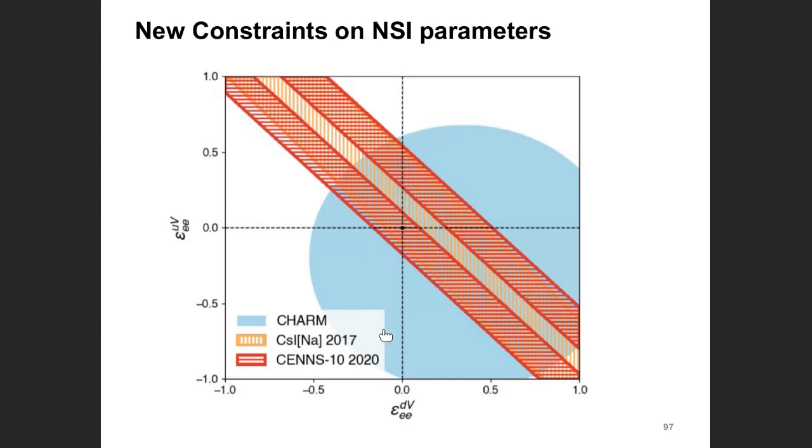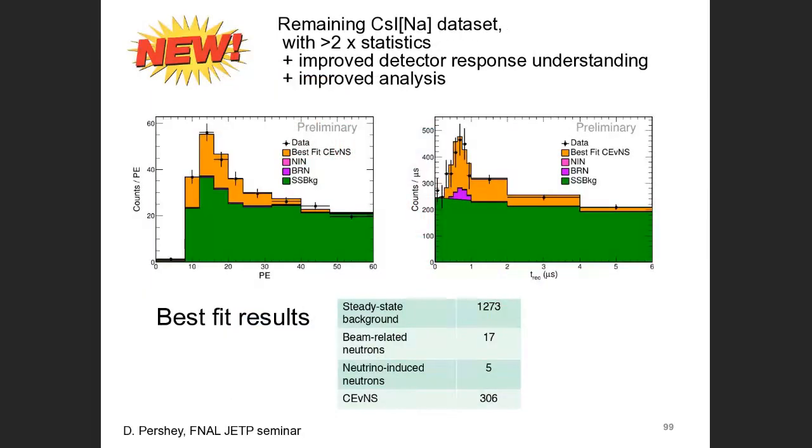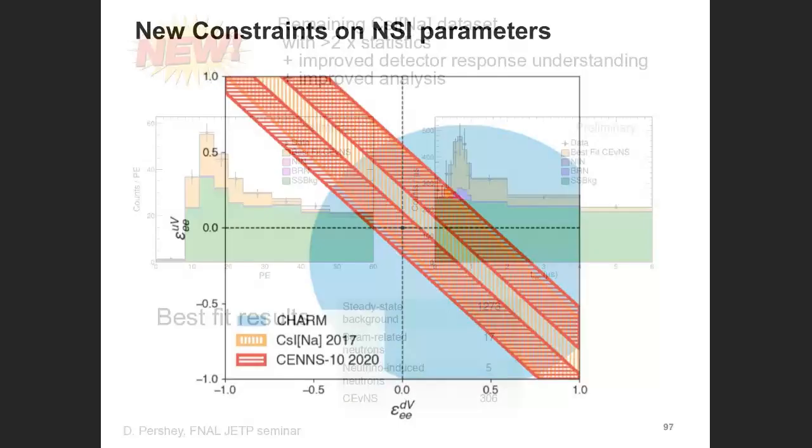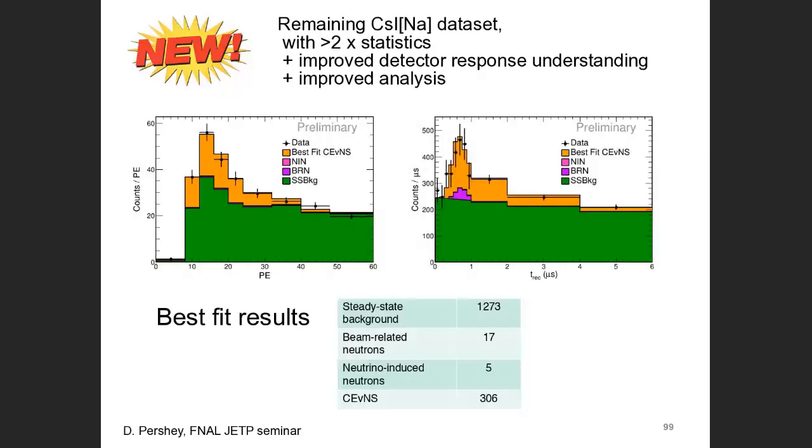This is the new constraints you can make, including the argon data. You can actually exclude a region in between. The cesium iodide measurement was a little bit lower than the expectation. The argon is a little bit higher, and so we can exclude a region where you would expect a little bit of a deficit from the non-standard interactions.